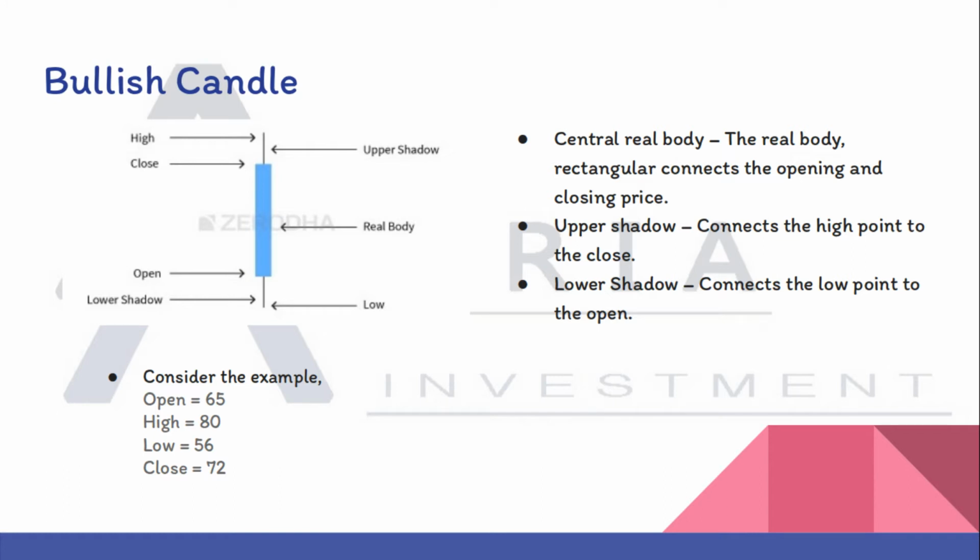Let us consider an example. So as we can see, the opening price is 65 and the closing is 72. So that determines that the candle is bullish. So the lower shadow connects the open and the upper shadow connects the close. The low and the high are 56 and 80 respectively. As we can see, the opening is above the low and the closing is below the high. So the real body is in between the opening and the closing.